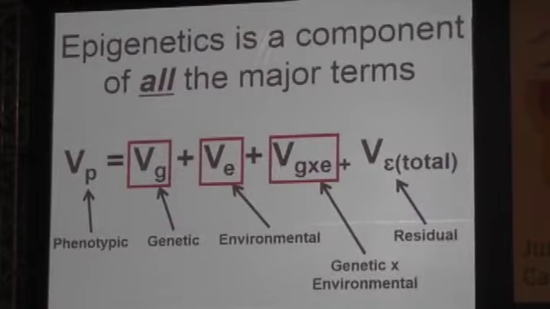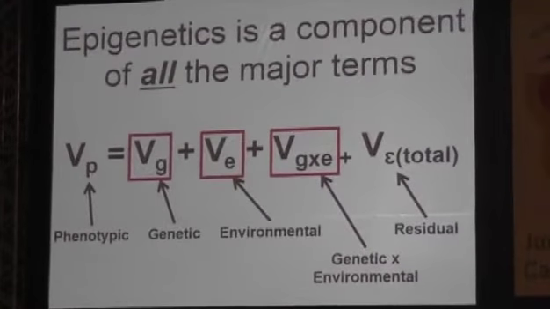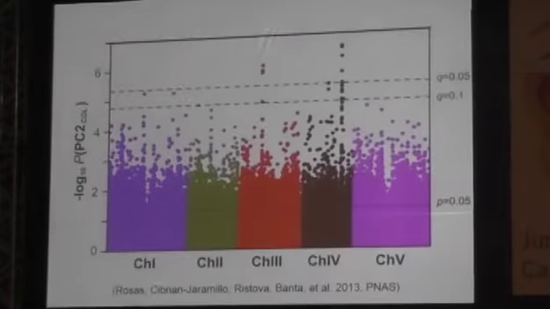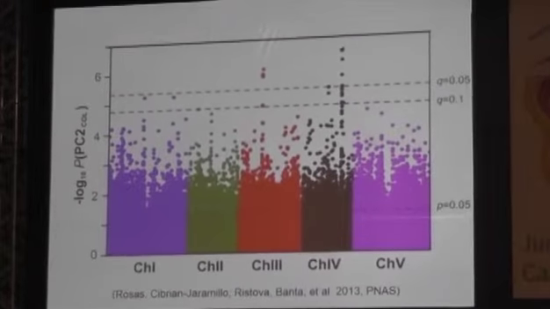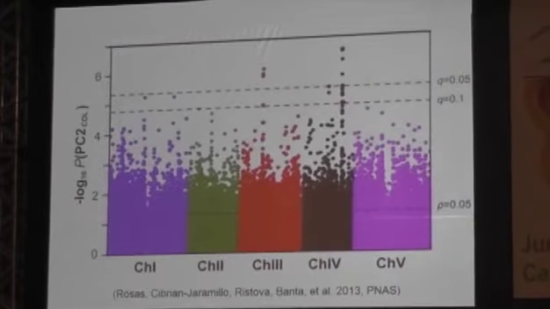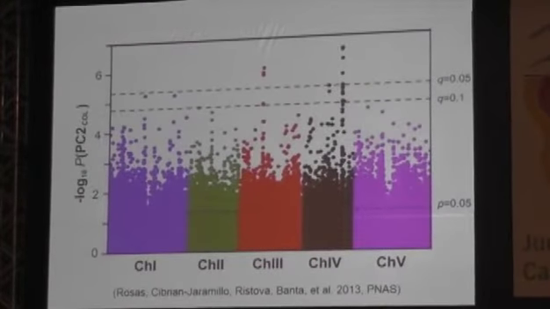These two terms here are phenotypic plasticity. Genetic variance, that term is not. Epigenetics is in all three of those components. So everything that is epigenetics is more than just phenotypic plasticity. And here's where it really becomes important in terms of explaining phenotypic variation.